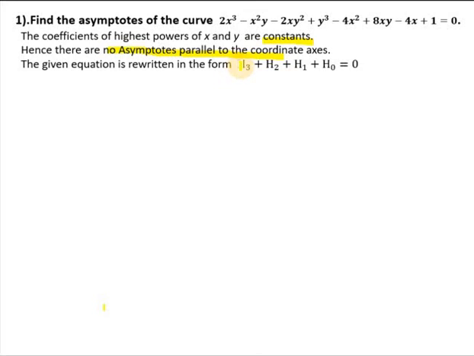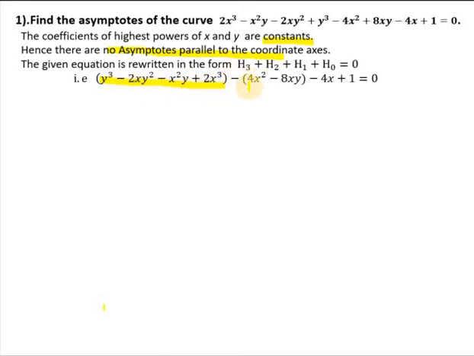So we have to write it in terms of h3 plus h2 plus h1 plus h0 is equal to 0, because it is third degree. That is y cube minus 2xy square minus x square y plus 2x cube. See, all these terms are third degree terms. In y cube, the power is 3, and in 2xy square, x power is 1 and y square means 2, so 2 plus 1 is 3. So all these terms are third degree terms, and we group them together.